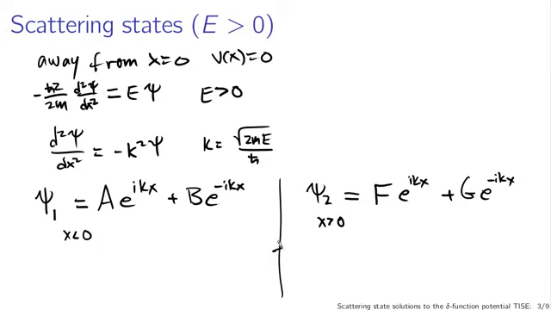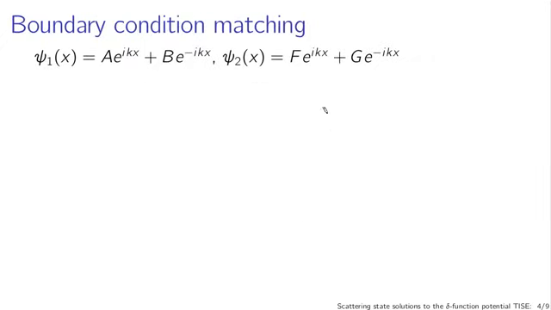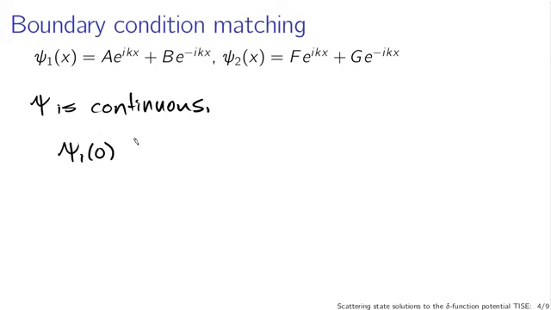What happens at the boundary? How do we match these solutions up? Our boundary condition matching, in terms of these two general solutions, is a two-stage process. We have two distinct boundary conditions, and the first is that psi is continuous. What that means is that psi 1 of 0, our solution for negative x, evaluated at the boundary at x equals 0, must be equal to psi 2 of 0, our solution for positive x's evaluated at the boundary.